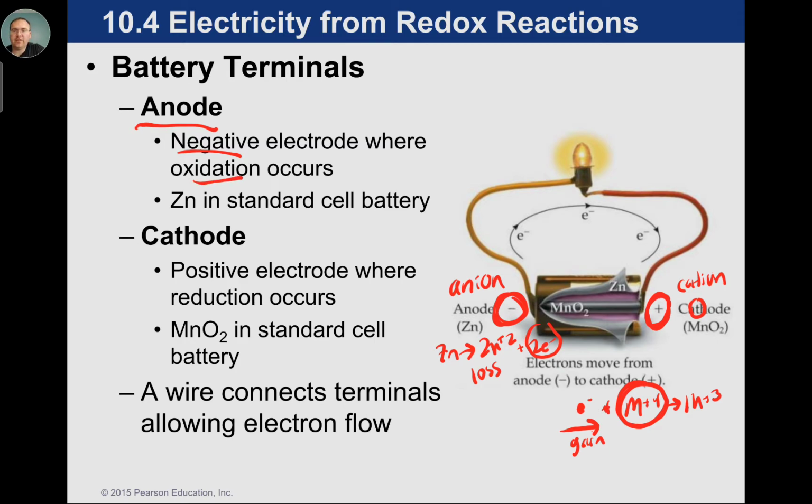So long story short, anodes are going to be negative electrodes. This is where oxidation occurs, because oxidation is where loss of electrons occurs. That's the LEO. Cathodes are going to be positive electrodes. This is where reduction occurs, but reduction is where we gain electrons, and the only way we're going to gain electrons is if we're already positive, hence the positive side of the battery.